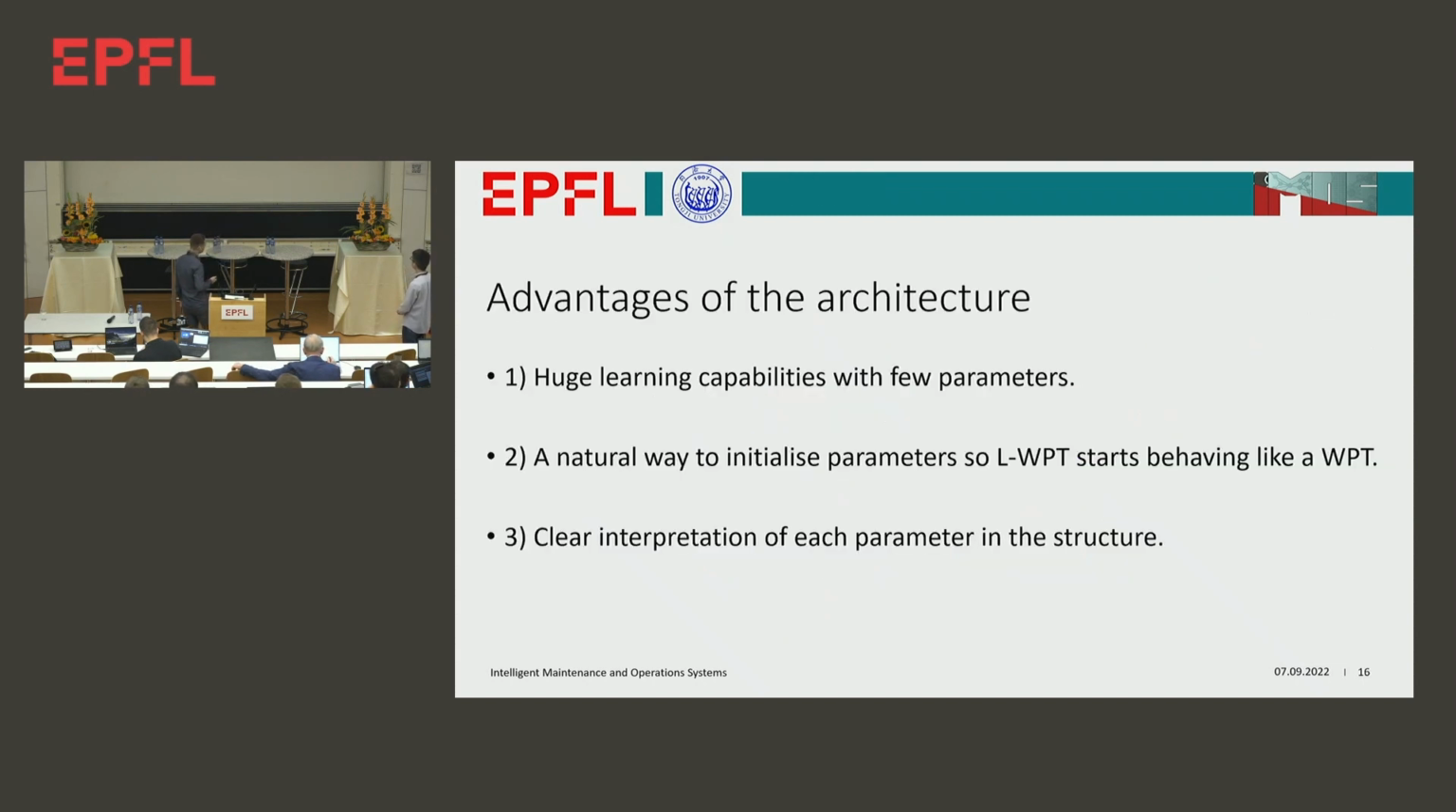So the advantage of the architecture is threefold. First, it has huge learning capabilities because it's based on a very simple architecture that can give a very nice representation of the signal. Also, it's very interesting because there is a natural way to initialize the learnable wavelet packet transform. We can initialize it so it starts exactly like a wavelet packet transform. And then based on the training data set and the loss function that we use, it will slide to something else. And finally, we have a clear interpretation of each parameter of the structure.